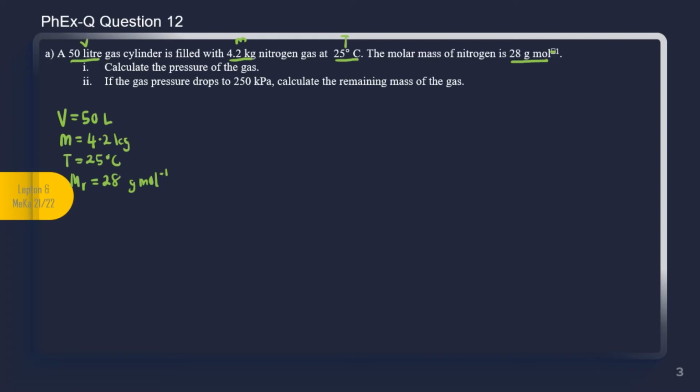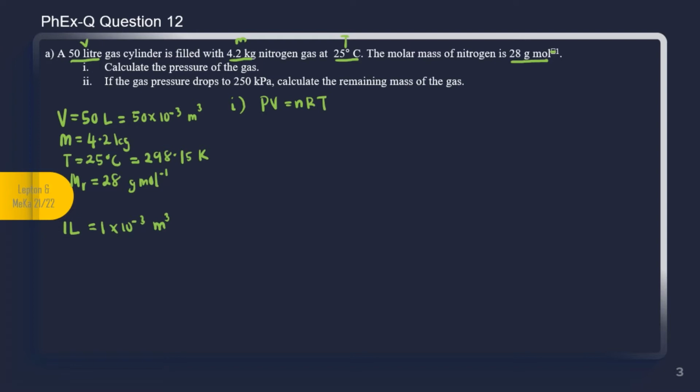Straight away I know that I have to use PV equals nRT, but do note that my quantities of volume and temperature are not in the right unit. So 50 liters, we convert it into meter cube. 1 liter is equivalent to 1 times 10 to the power of negative 3 meter cube. Therefore, from liter to meter cube, it will be 50 times 10 to the power of negative 3 meter cube. And as for the temperature, we have to add 273.15, and we will get 298.15 Kelvin.